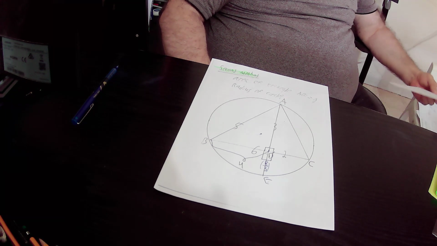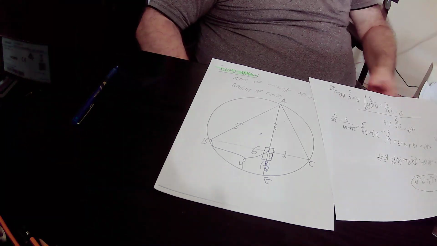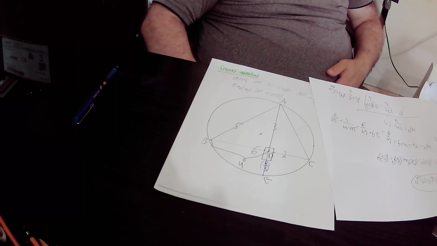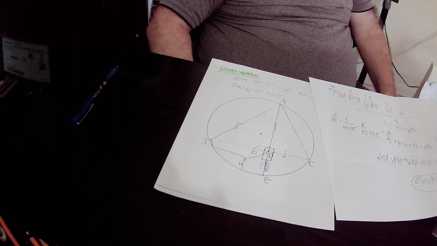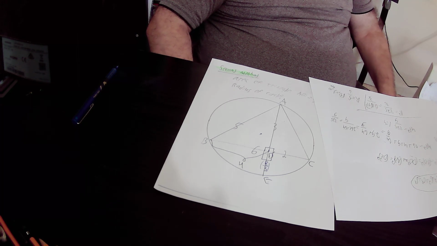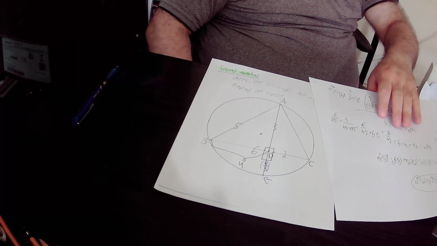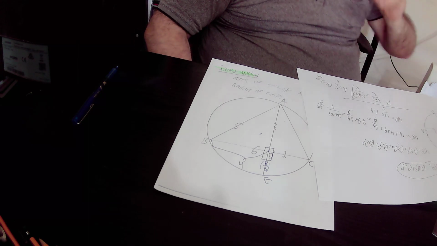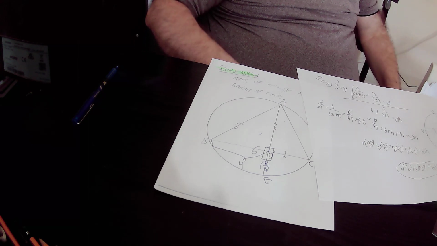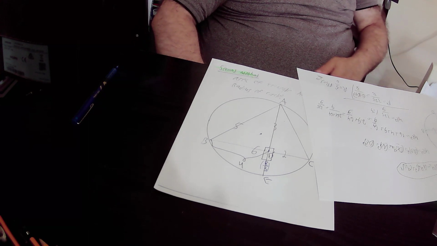BD equals 4, so BD squared is 4 squared, that is 16. DC equals 2, so DC squared is 2 squared, that is 4. Plus AD squared. AD is 3, so AD squared is 3 squared, that is 9. And we have here plus DE squared. DE is 8 over 3, so DE squared is 64 over 9.